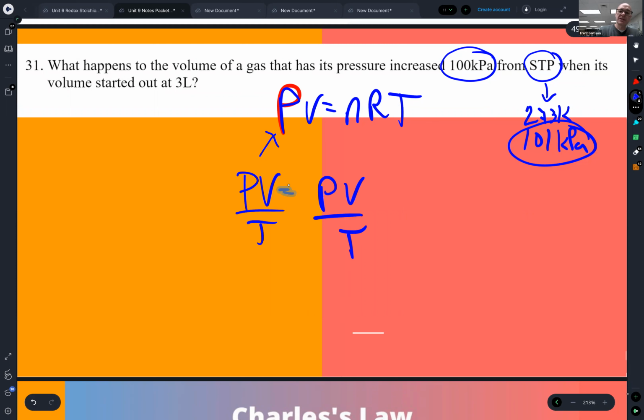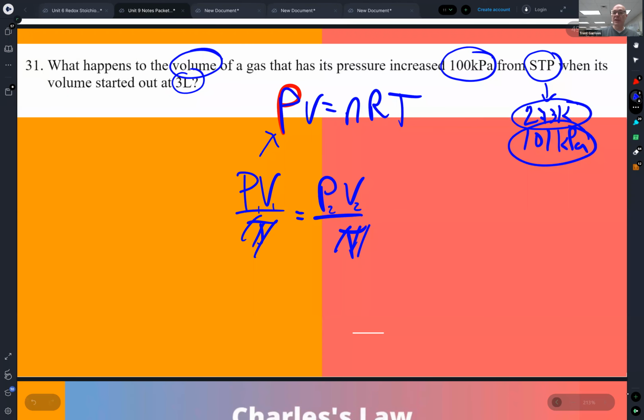Now, there is no mention of two different temperatures. There's only one temperature. It says it's at 273. What I see is that it's asking for a volume and they give me a volume. So that means there are two volumes. That means there are two pressures. The temperature is not needed. So I end up with my equation PV equals PV.